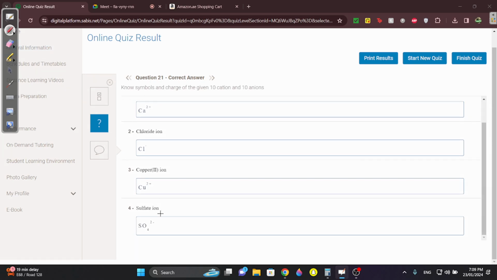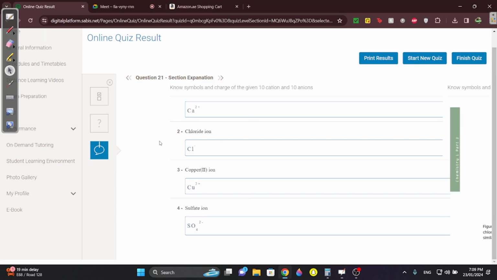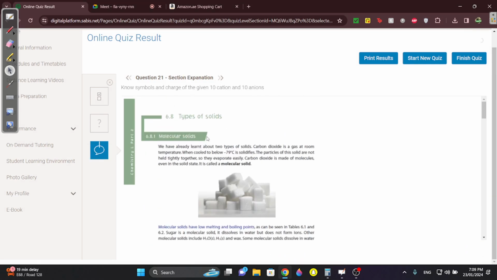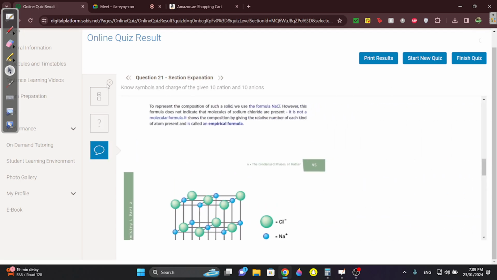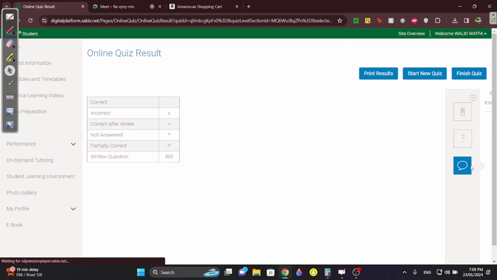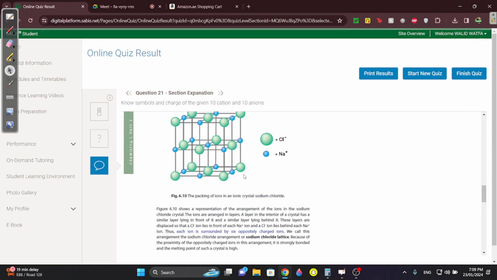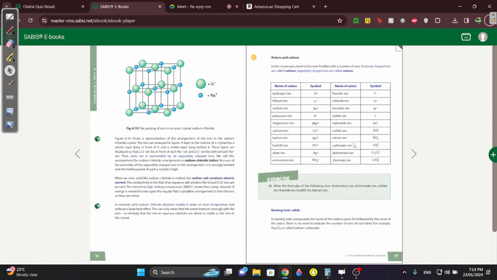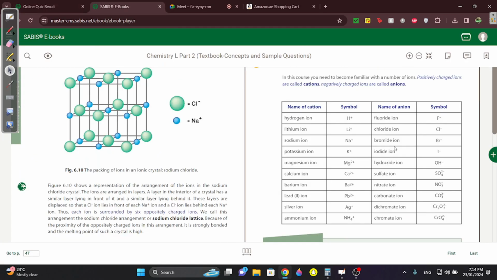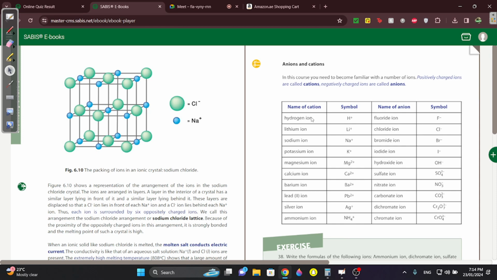Sulfate ion. This one you memorize from the table. If you remember the table, I gave it to you. I'll give it to you again. It's not here. It should load. Okay, one sec. I'll find the table. Okay, I found the table. I wanted the ebooks. This is the table. Don't forget, if you want to screenshot it, here's the table.